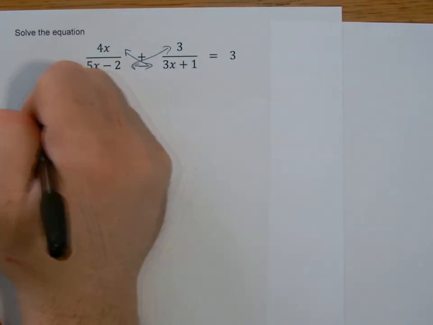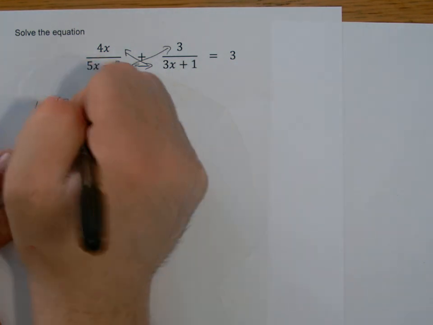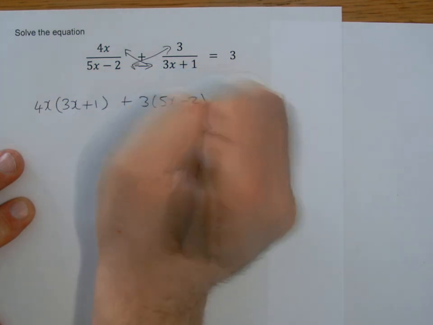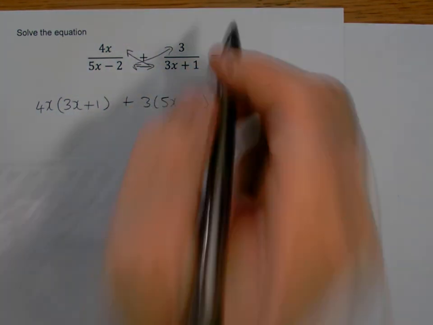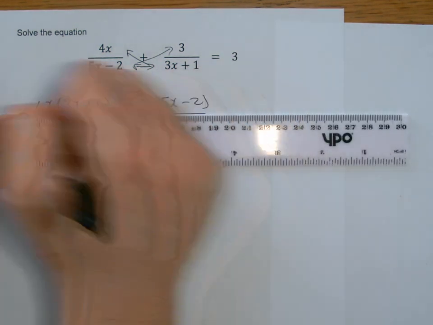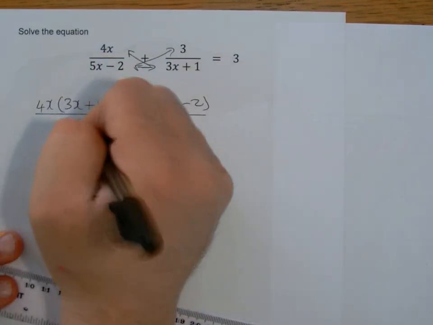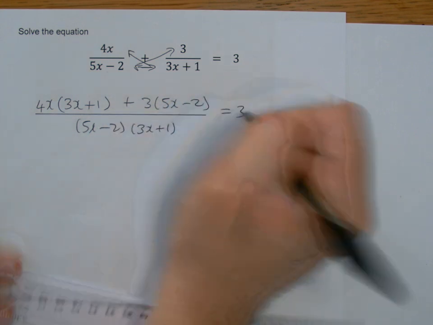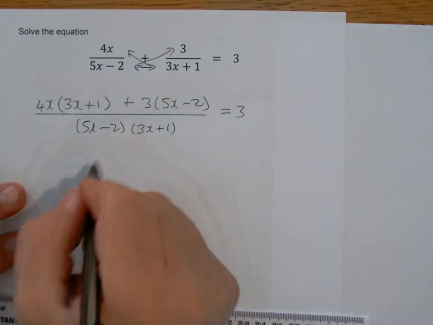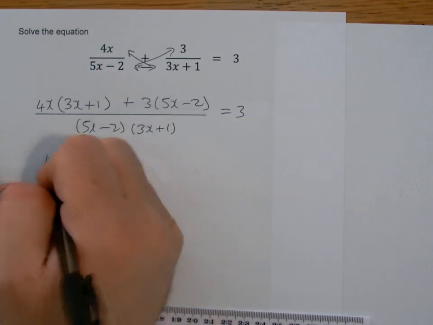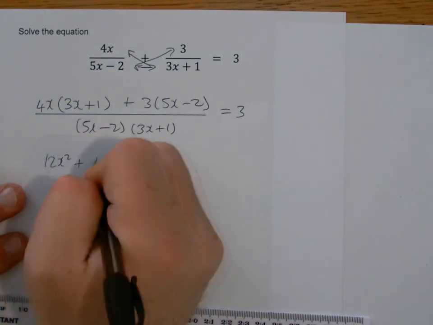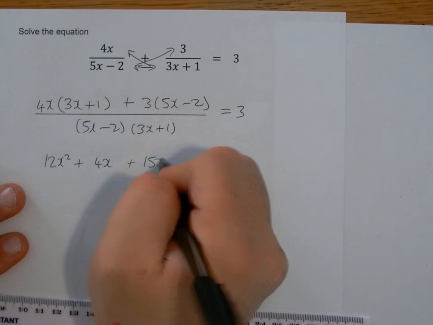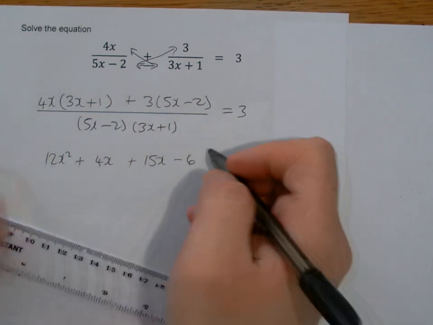So I get 4x bracket 3x plus 1 plus then 3 bracket 5x minus 2, all over our common denominator of that pair there, equals 3. So we could expand the top and expand the bottom. We get 12x squared plus 4x when I multiply them out. Expand these out, I get 15x minus 6.